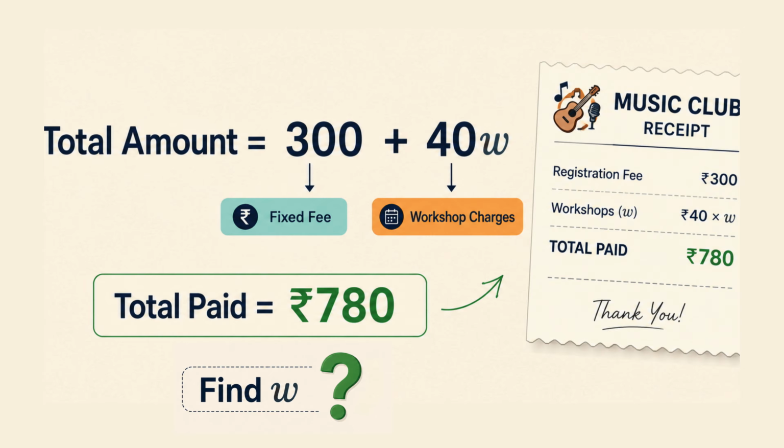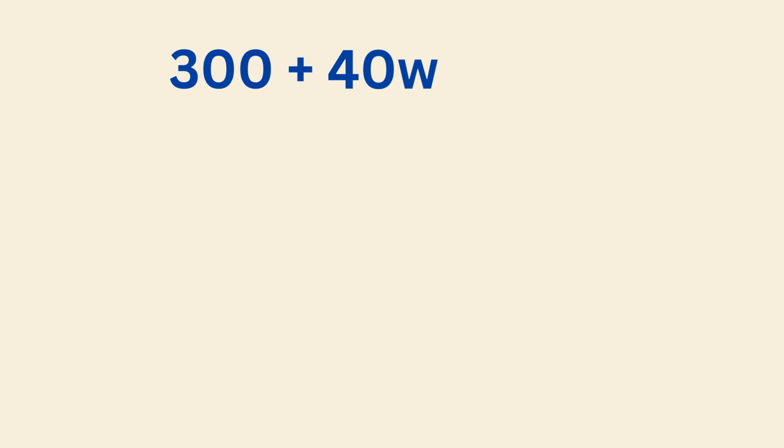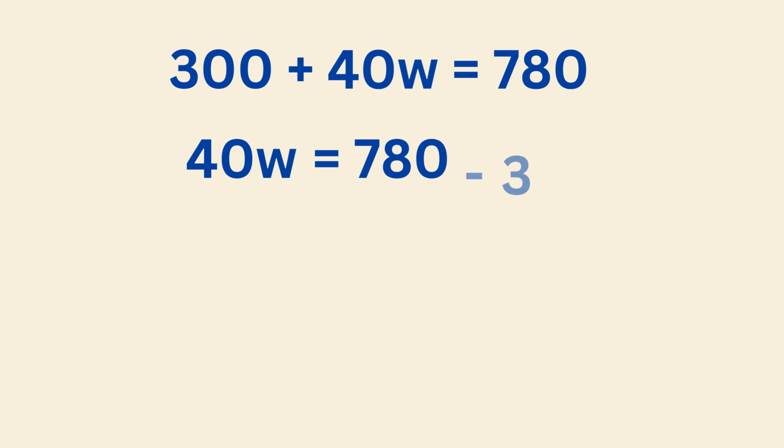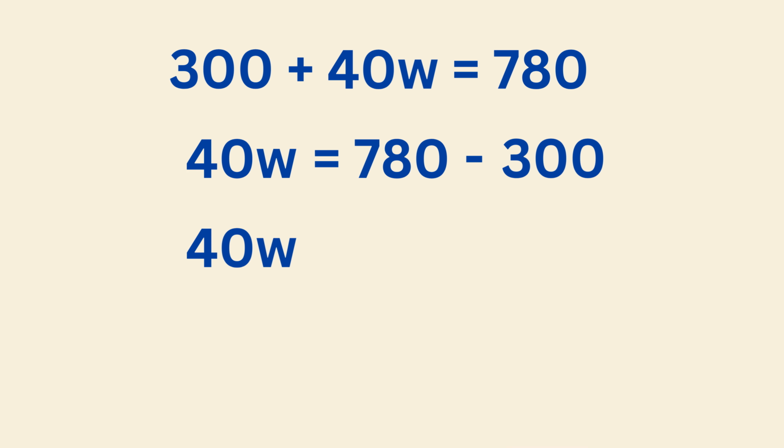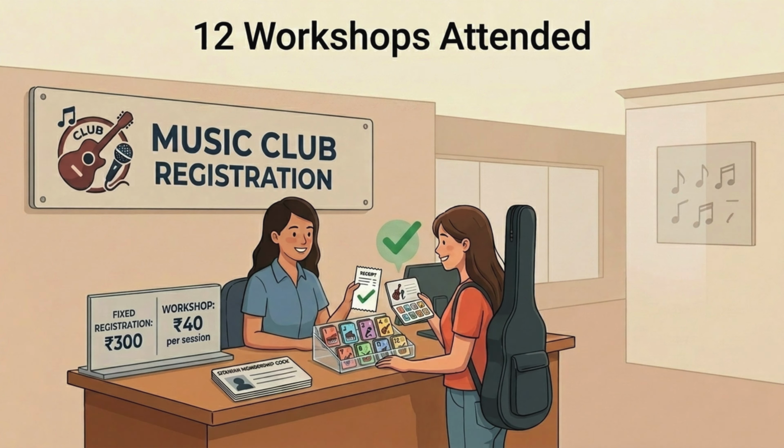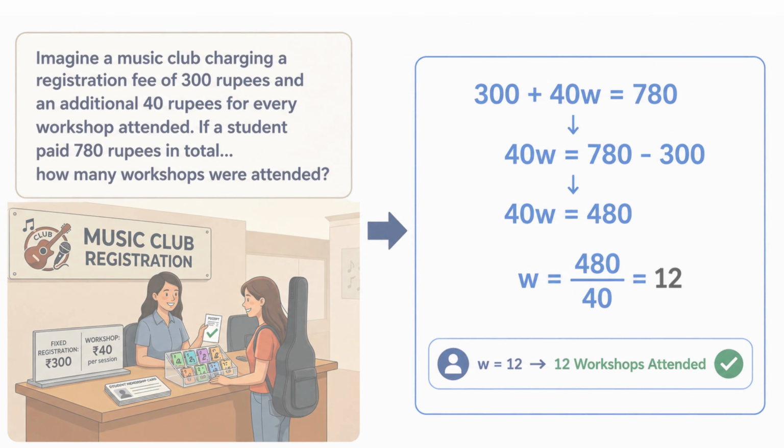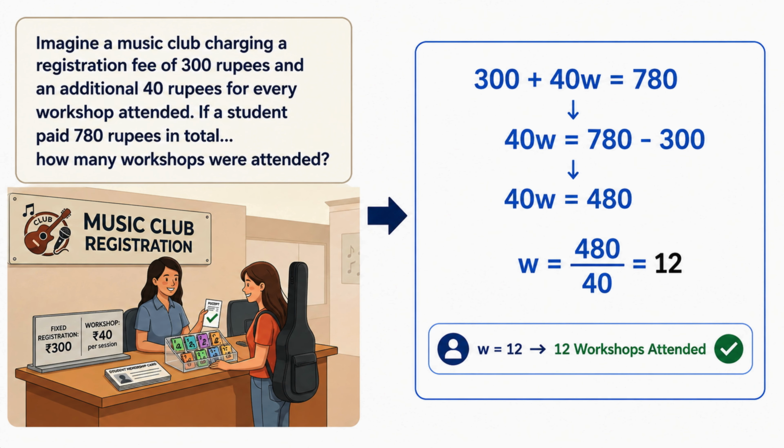We form the equation 300 plus 40W equals 780. Subtracting 300 gives 40W equals 480, so W equals 12. The student attended 12 workshops. Notice how algebra transforms a real situation into a logical structure. Unknown quantities become solvable because relationships become equations.